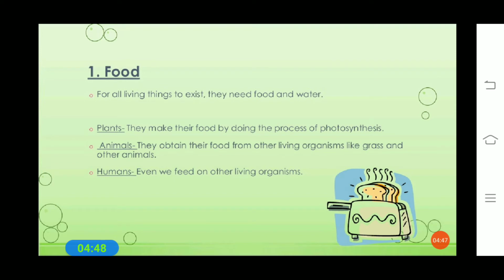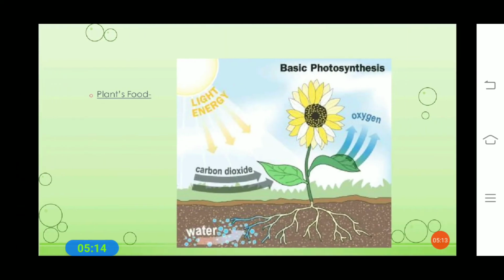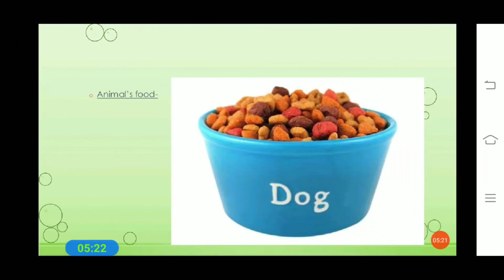So food: all living things need food to exist. Plants make their own food by the process of photosynthesis, whereas animals obtain their food from other living organisms like grass and other animals. And humans, even we feed on other living organisms. Next, this is about plant food, that plants can synthesize their own food by the process of photosynthesis. These are the animals' food.